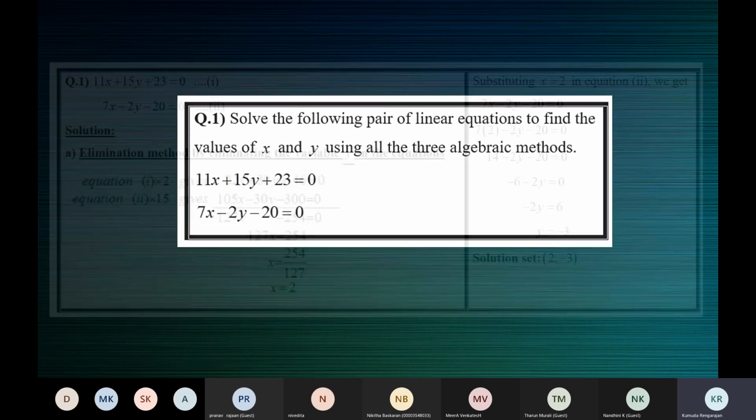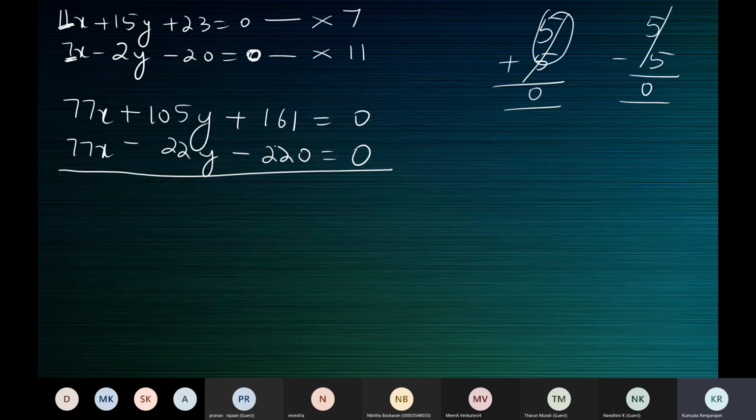Now here we have to subtract, meaning we'll have to change the signs throughout in the second equation. Subtracting means you change the signs throughout in the second equation. Why should you change the signs? Because 77x plus 77x will be 154x. It's not 0, but you want to eliminate it. So change the signs throughout in the second equation.